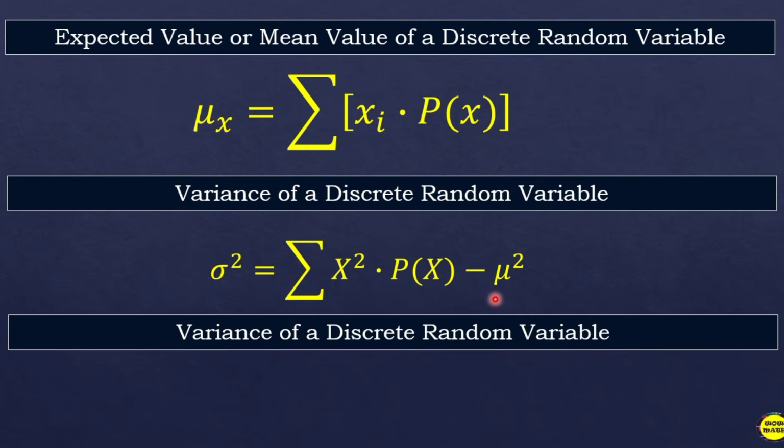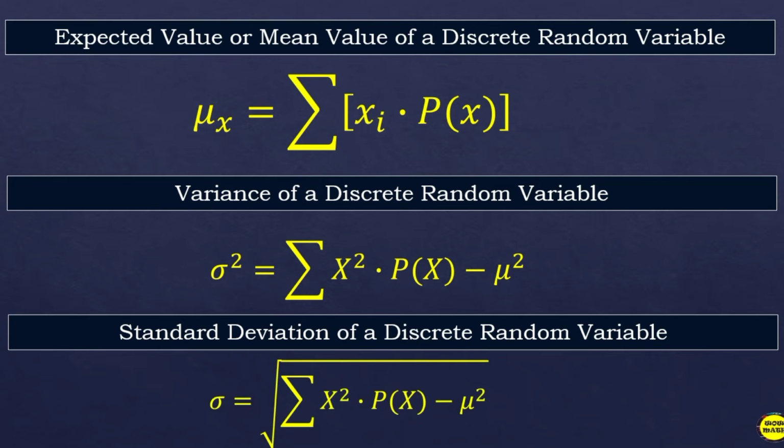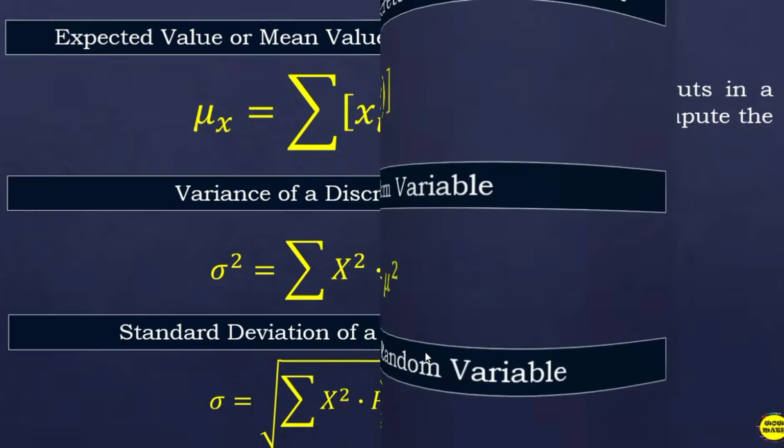And this is for standard deviation. So edit lang natin. Okay, for standard deviation of a discrete random variable, that's simply the square root of the variance. Okay, kung ano yung value ng variance natin, pagkuha ng standard deviation, kunin lang natin yung square root nun. Okay, so let's start.